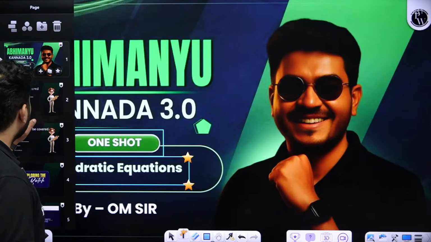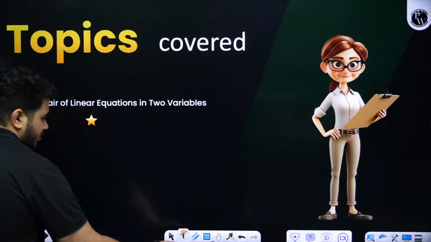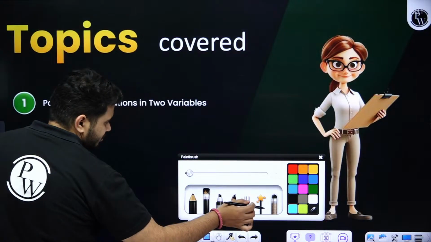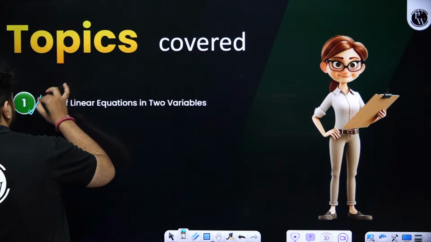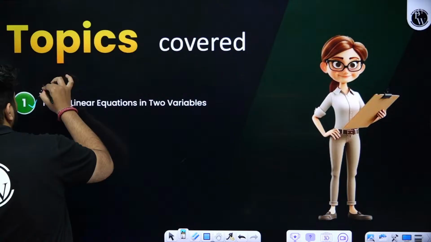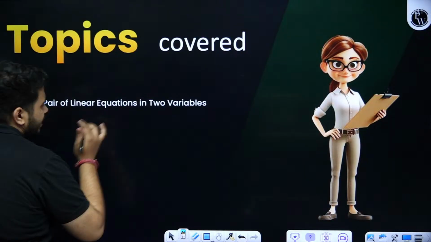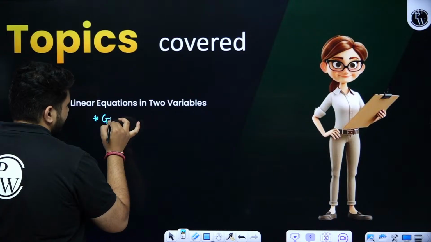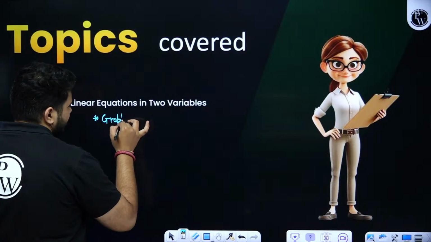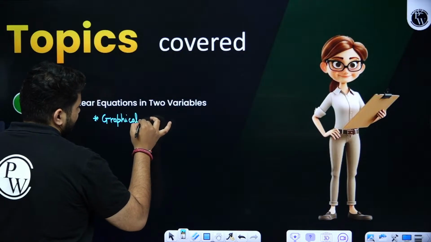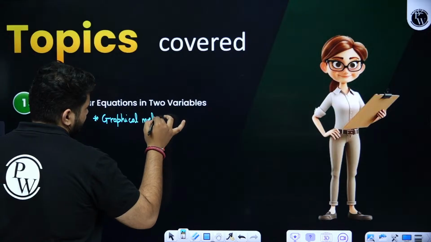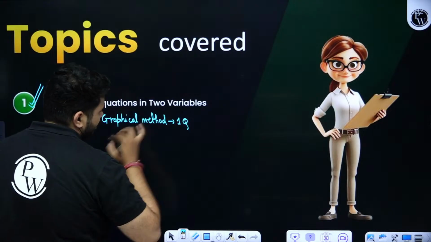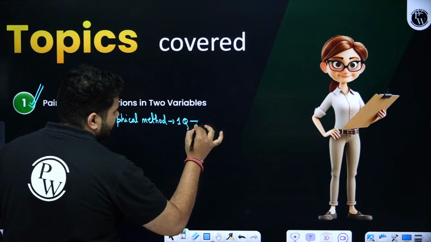So in the last session we had finished which topic? Your pair of linear equations in two variables. Now we all know what is important in it. In this topic graphical method is important. In the graphical method we will get one question sure shot, correct? That is also for 4 marks.